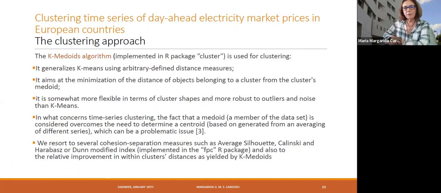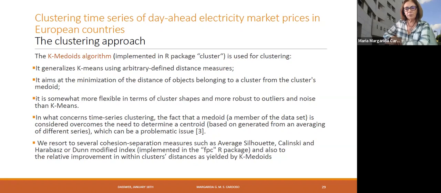In order to obtain the clusters, the K-Medoids algorithm was used for clustering. It generalizes k-means. It can use arbitrarily defined distance measures. It aims at the minimization of the distance of objects belonging to a cluster from the cluster medoid, instead of a cluster centroid like in k-means, which means we would have to calculate the average between time series, which is tricky. And it is somewhat more flexible in terms of cluster shapes and more robust to outliers and noise than k-means is. In what concerns time series clustering, the fact, as I said, that a medoid is a member of the data set instead of an average of several time series is a clear advantage.